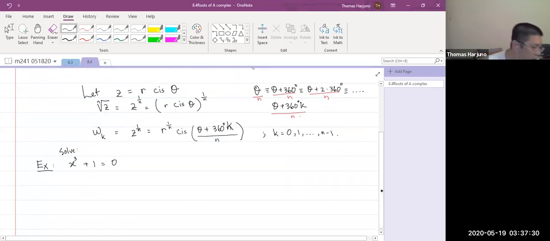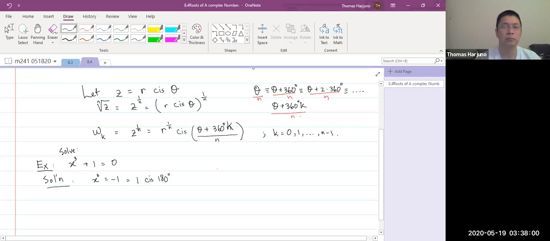Of course, this x can be a complex number. This is what I will do. Solution: x cubed equals negative 1. I solve for x cubed, and I will re-express this using a complex number, which is 1 cis 180 degrees. Take a look: negative 1, the position is here. The distance, the modulus, is 1. The angle is 180 degrees.